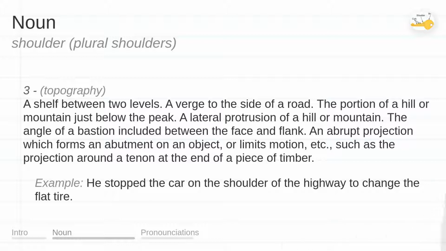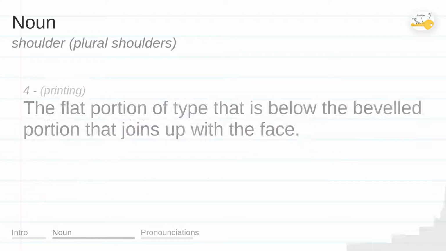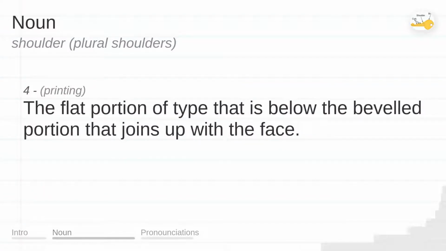An abrupt projection which forms an abutment on an object, or limits motion, etc., such as the projection around a tenon at the end of a piece of timber. Example: He stopped the car on the shoulder of the highway to change the flat tire. The flat portion of type that is below the beveled portion that joins up with the face.